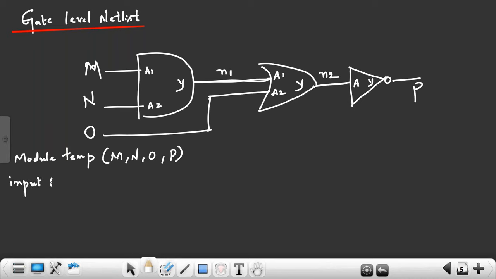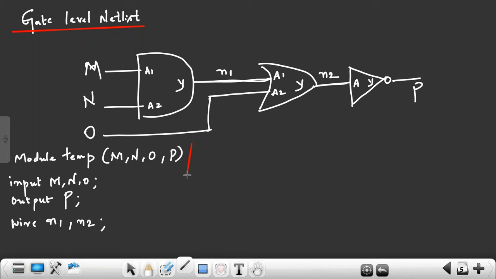Input is M, N, O. Output is P. What are the nets in between? Wires, right? A net is defined as wire. What are the intermediate nets? N1 and N2.